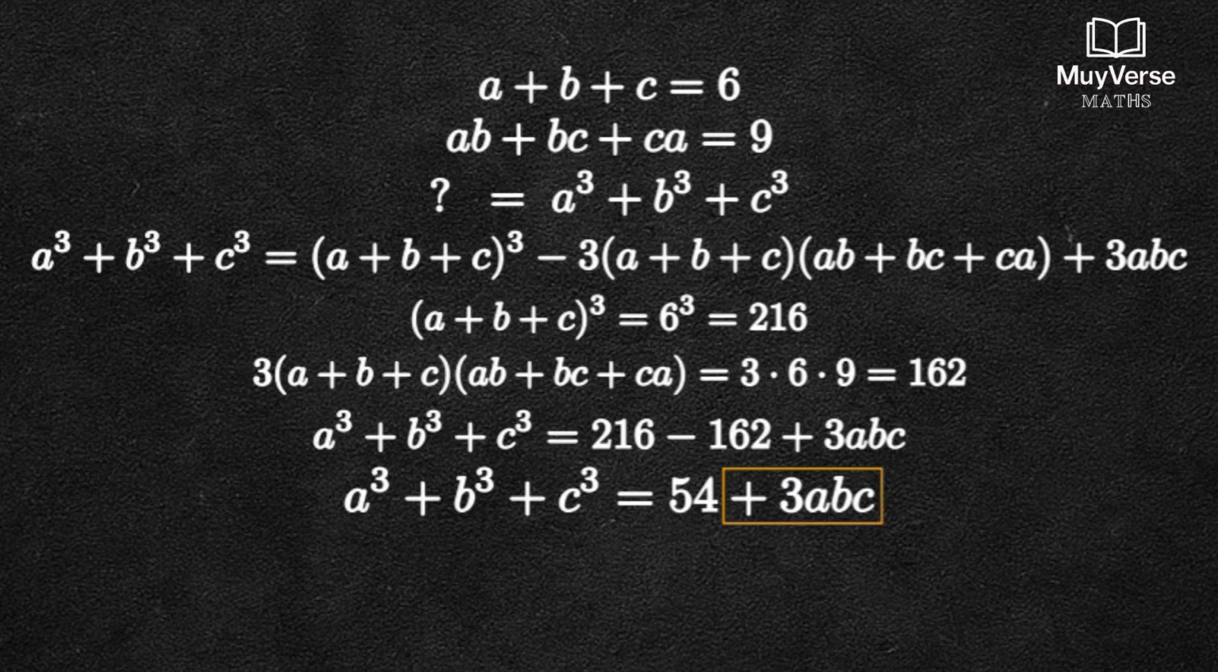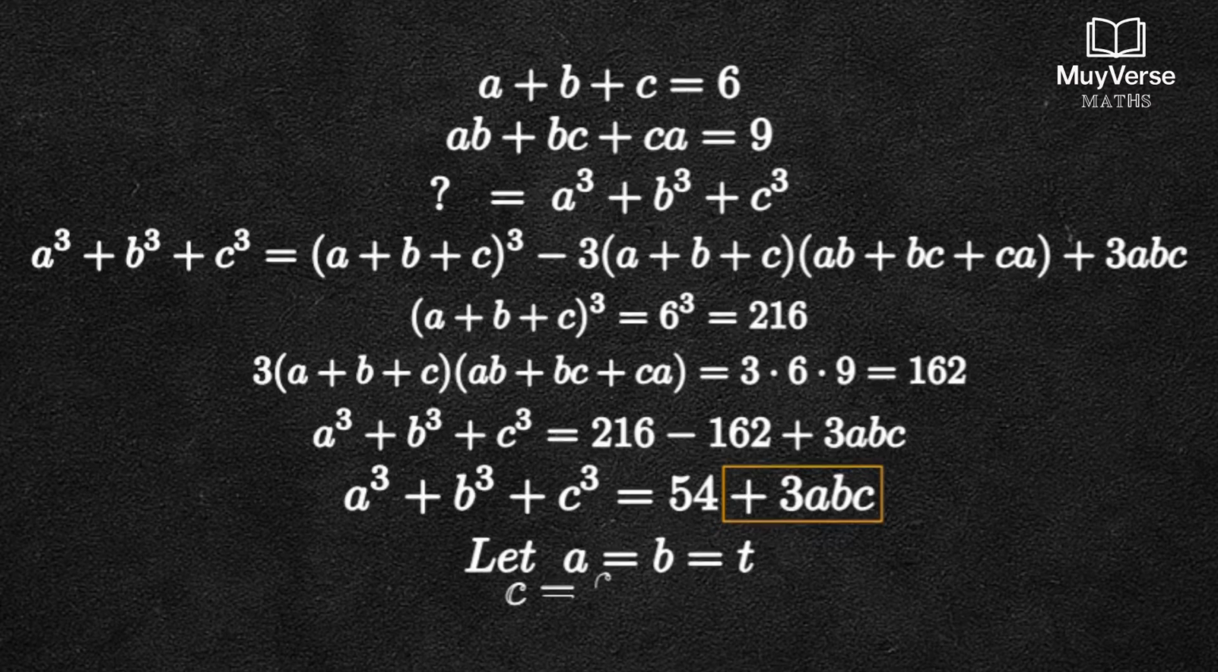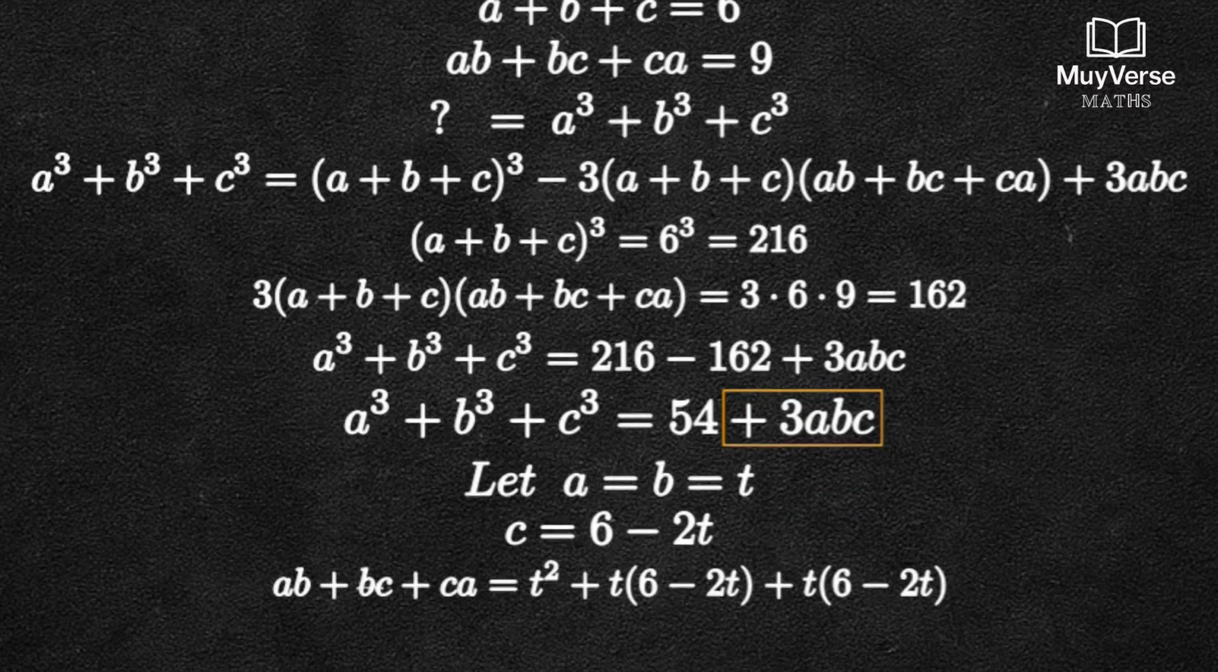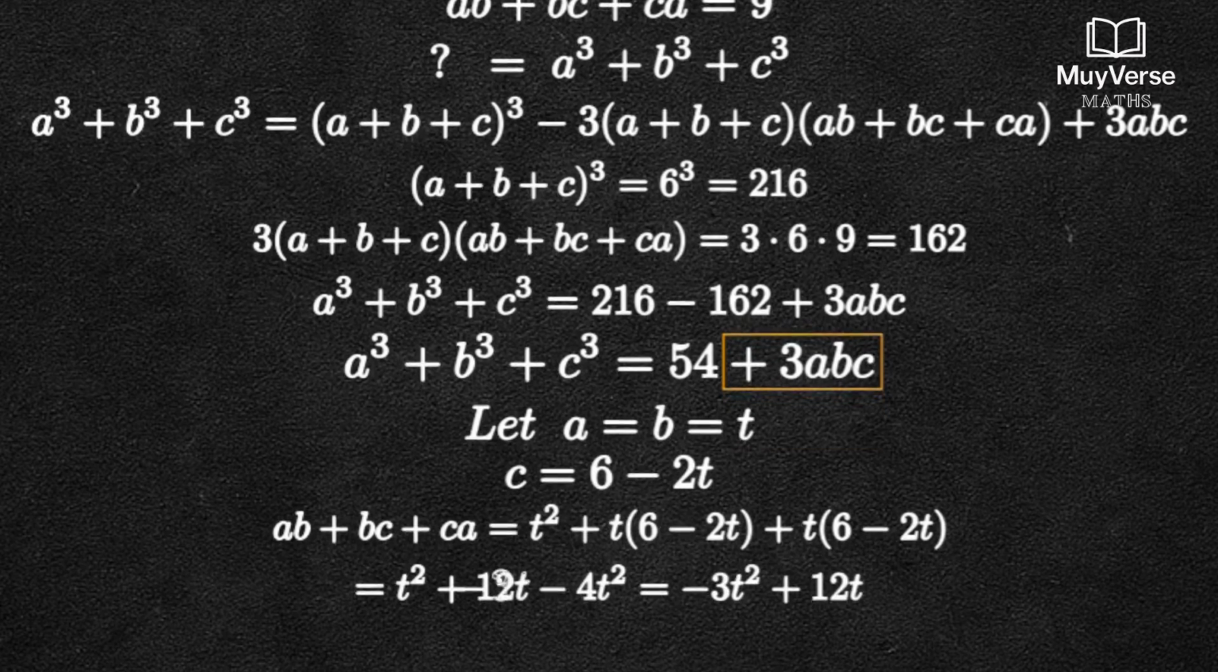Because the information is symmetric and all three numbers are positive, a quick path is to set two of them equal. Let a equals b equals t. Then c equals 6 minus 2t. Plug into ab plus bc plus ca equals 9.